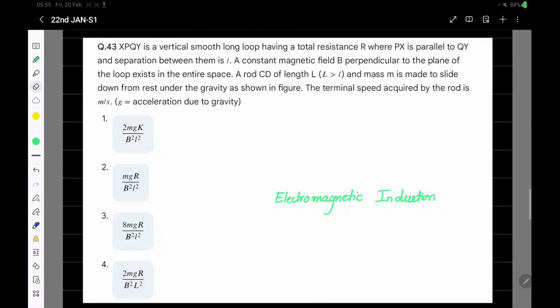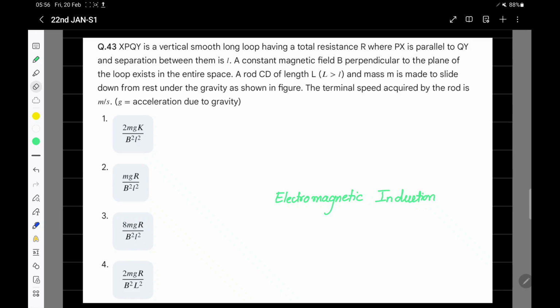Hello students, we are solving a question from 22nd January, shift 1, JEE Mains 2026. It is from Electromagnetic Induction. The question says, XPQY is a vertical smooth long loop having total resistance capital R, where PX is parallel to QY and the separation between them is small l.